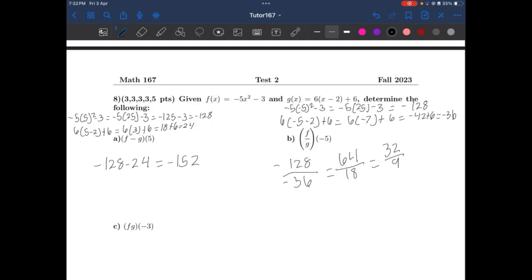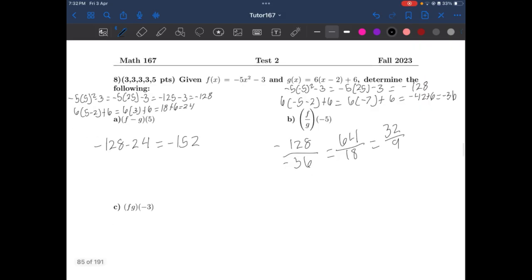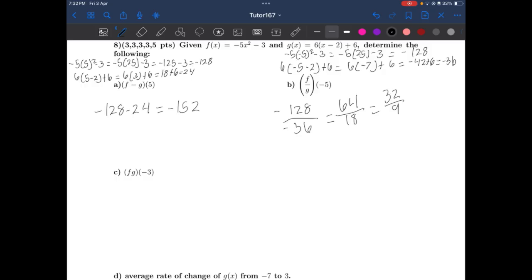Now f times g of negative 3. So we're going to substitute negative 3 into the expression. So that's negative 5 times negative 3 squared minus 3. That's negative 5 times 9 minus 3. That's negative 45 minus 3. It's negative 48.